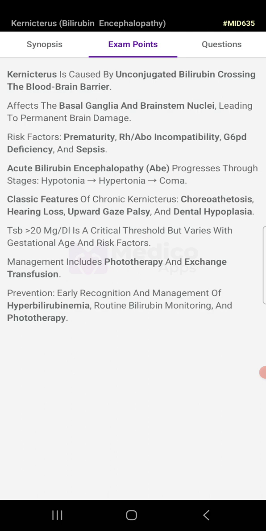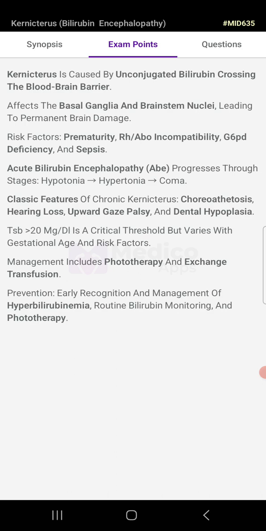Kernicterus is caused by unconjugated bilirubin crossing the blood-brain barrier, affects the basal ganglia and the brainstem nuclei, leading to permanent brain damage. Risk factors like prematurity, Rh-ABO incompatibility, G6PD deficiency and sepsis.